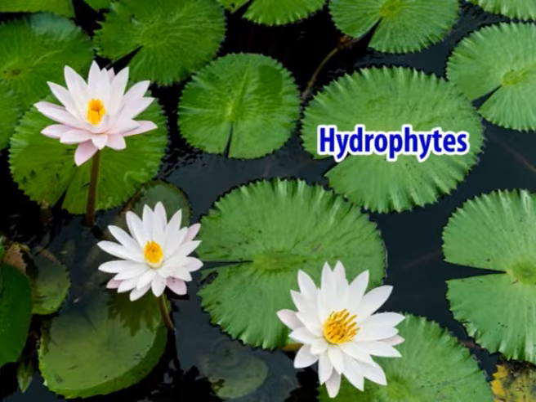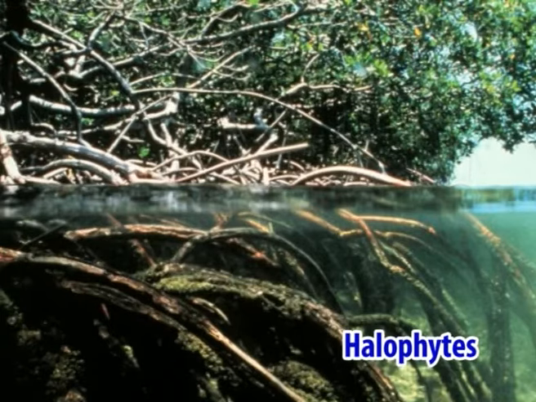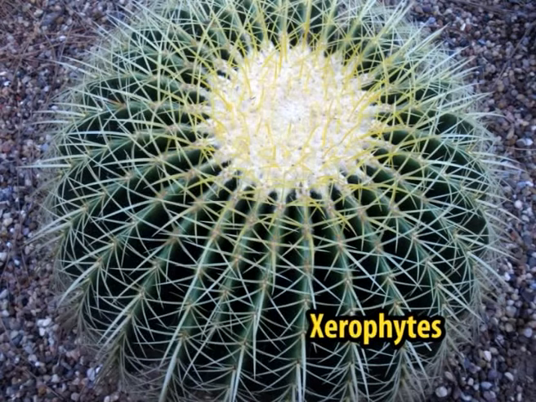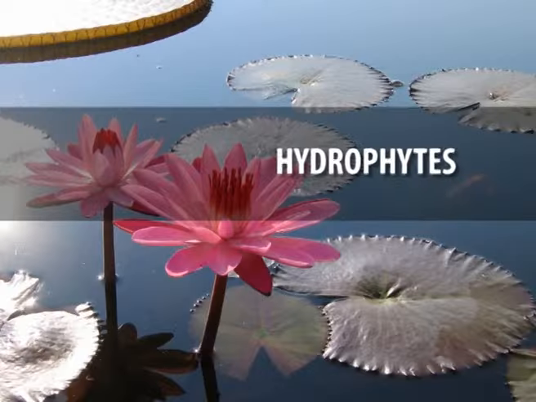in or close to water, halophytes, plants growing in salt marsh, mesophytes, plants which grow in an environment which is neither wet nor dry, and xerophytes, plants growing under poor supply of water.